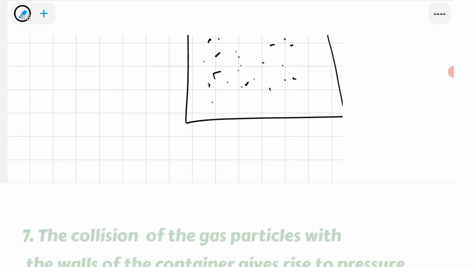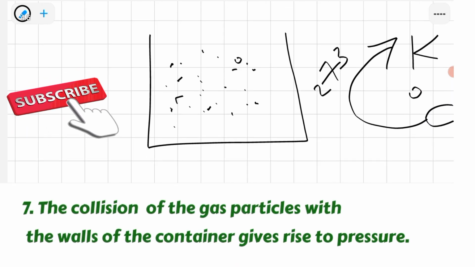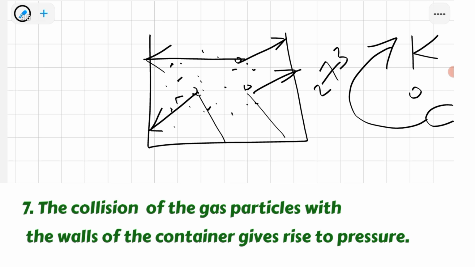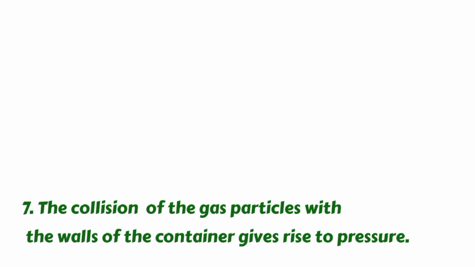And the last one is that the collision of these particles with the wall of the container constitutes what is called pressure. The way these particles hit this container, this one will hit here, this one will hit here. As they are hitting the walls of the container, it gives pressure. Pressure is accounted for by the collision of the particles with the walls of the container. Take note of that. So those are the basic things you need to know about the kinetic theory of matter.